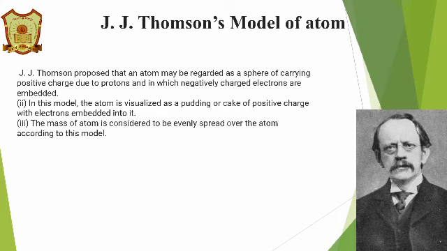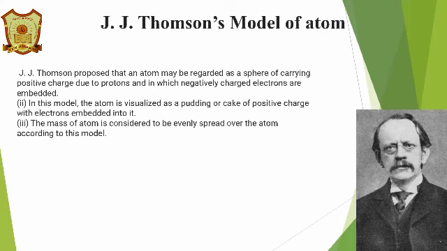So atom is considered as a sphere that is carrying positive charge, and that positive charge is because of the presence of protons in the atom. So this means the very first thing that J.J. Thomson stated was that atom is composed of positively charged particles, and those positively charged particles are protons that we have already discussed in the earlier video. So positive charge on an atom is due to protons, and at the same time it carries negatively charged particles also, and those negatively charged particles are called electrons.